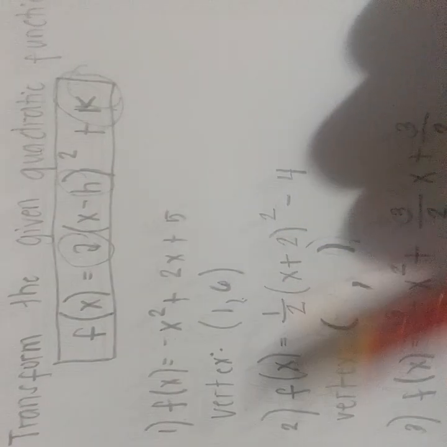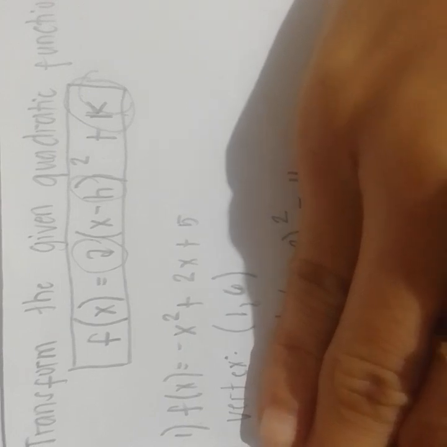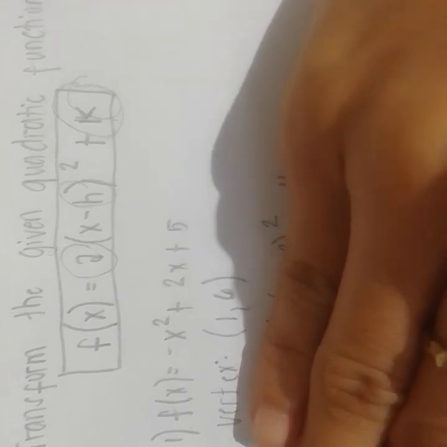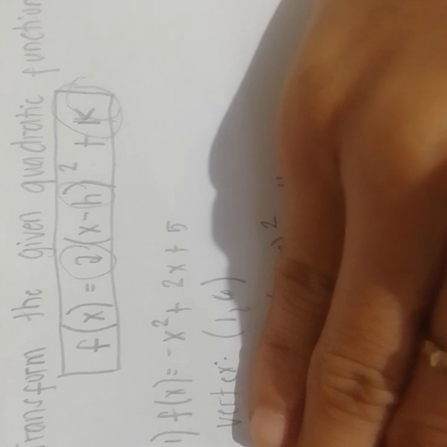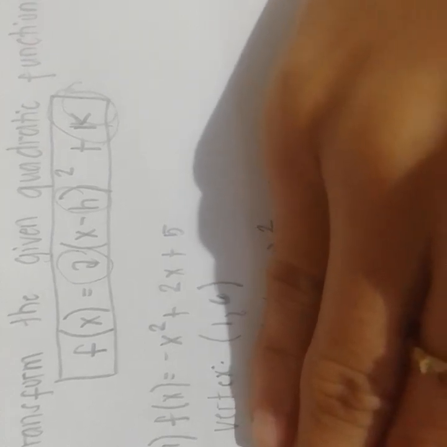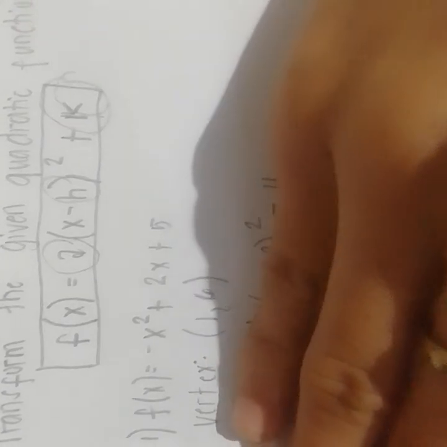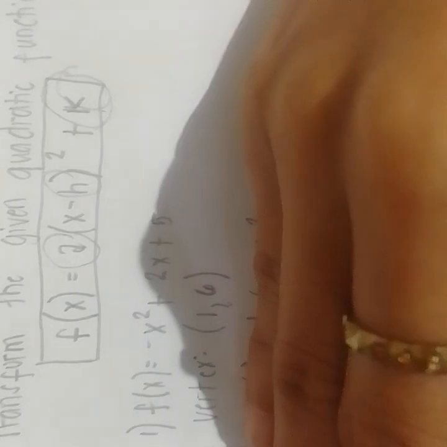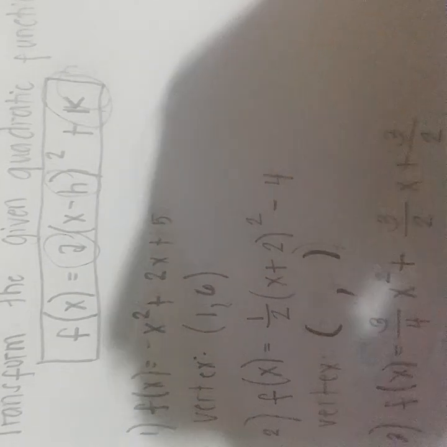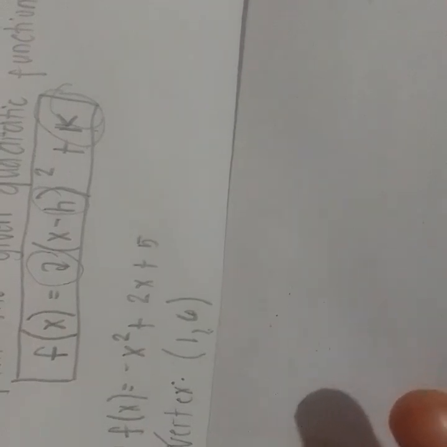for the y coordinate. So, say for example, again, you are given a quadratic function and you will transform it into its vertex form. You go back to finding the vertex. And then, let's assume that you found its vertex, which is 1, 6. So, having the vertex will help you construct the vertex form of a quadratic function.